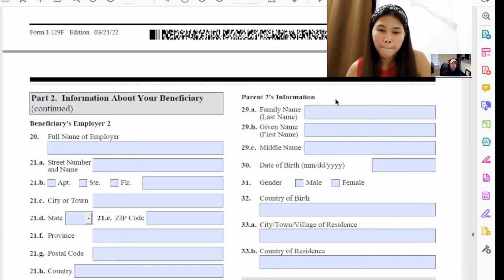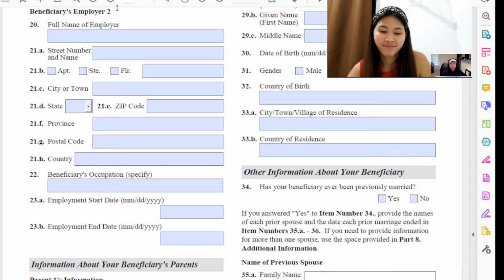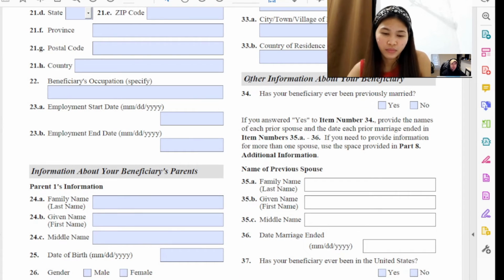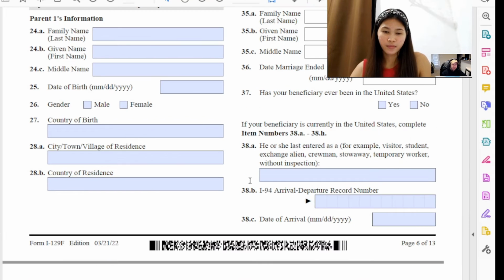So this form is not difficult, but you need to take your time when you do it, because it can get confusing, because it's like section 1, section 2. So now we're at other information about your beneficiary, item number 34. Have you been previously married? Same questions as they asked me. They're asking her. It's no different. If yes, put yes. If no, put no. If it is no, just NA, NA, NA, all of that, okay?